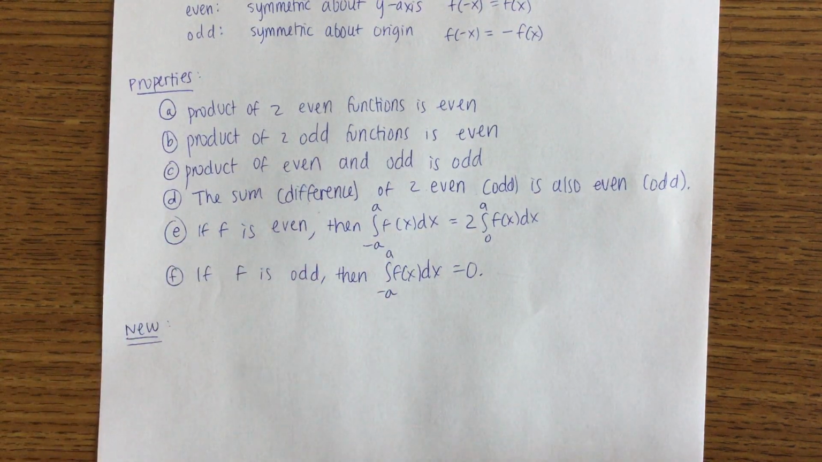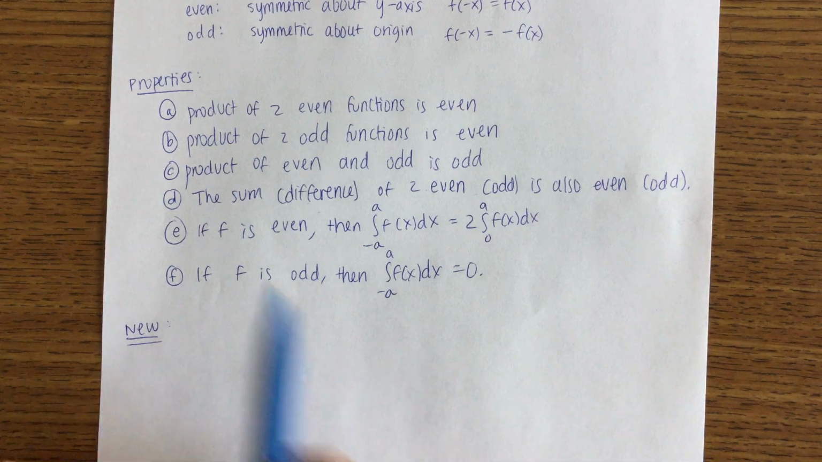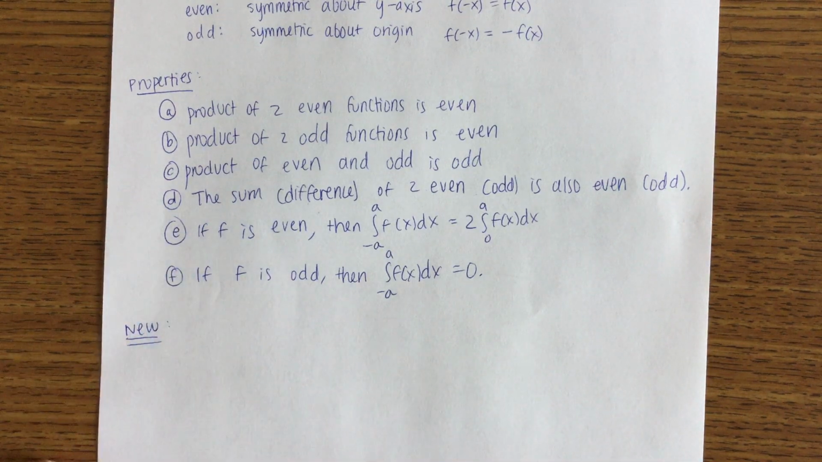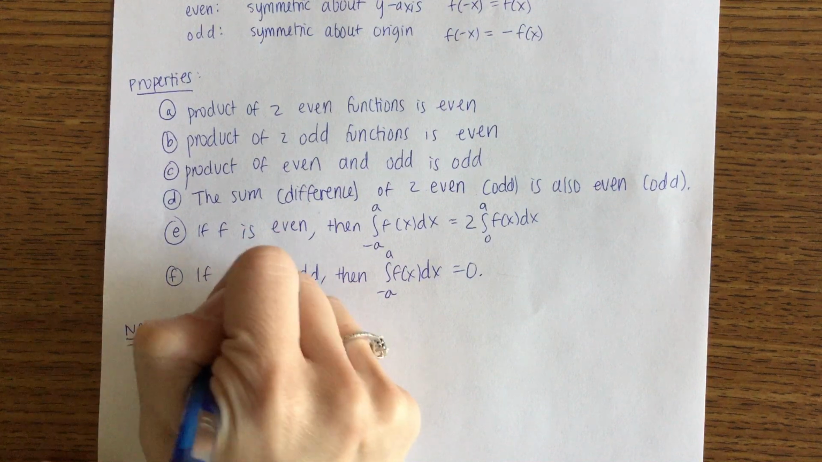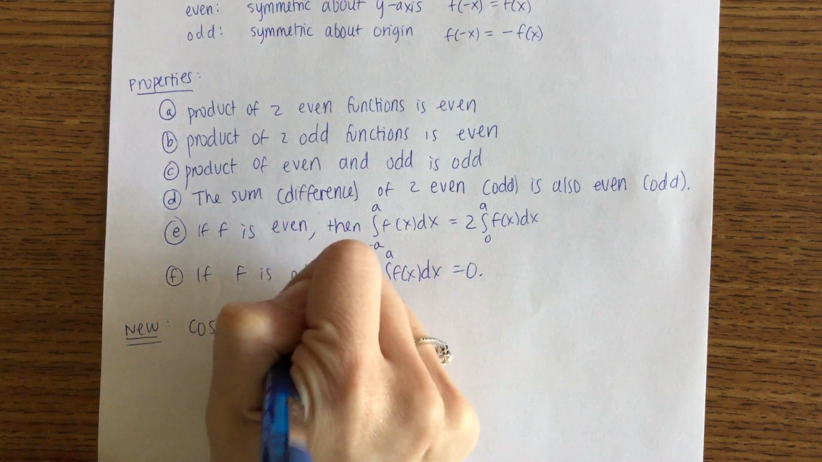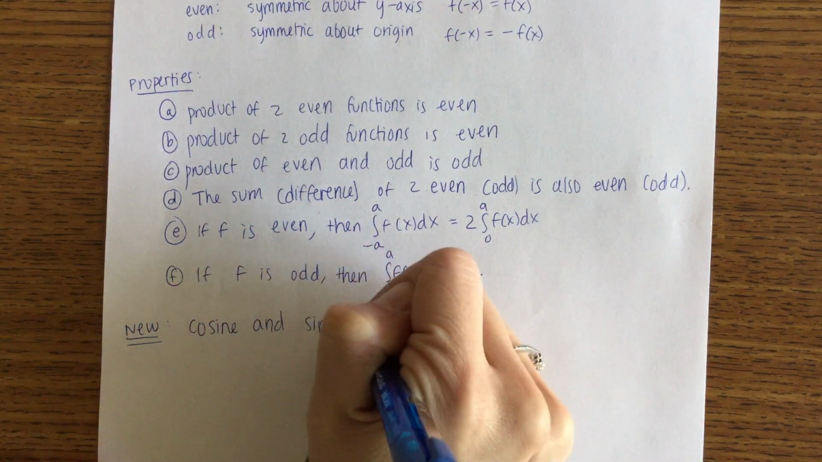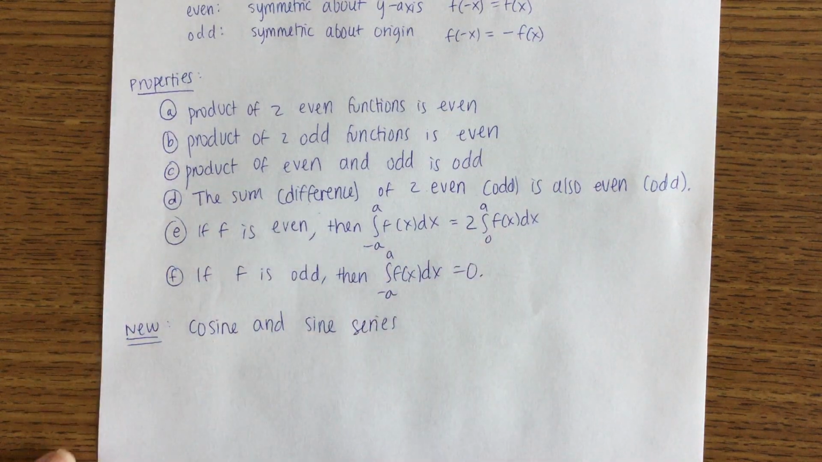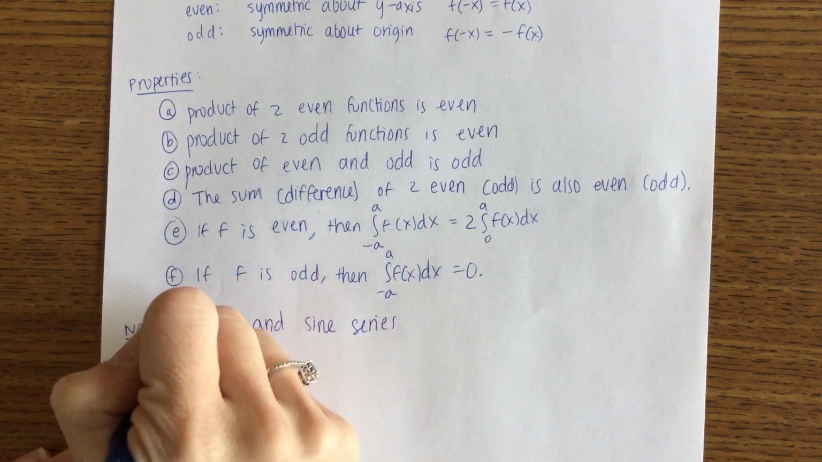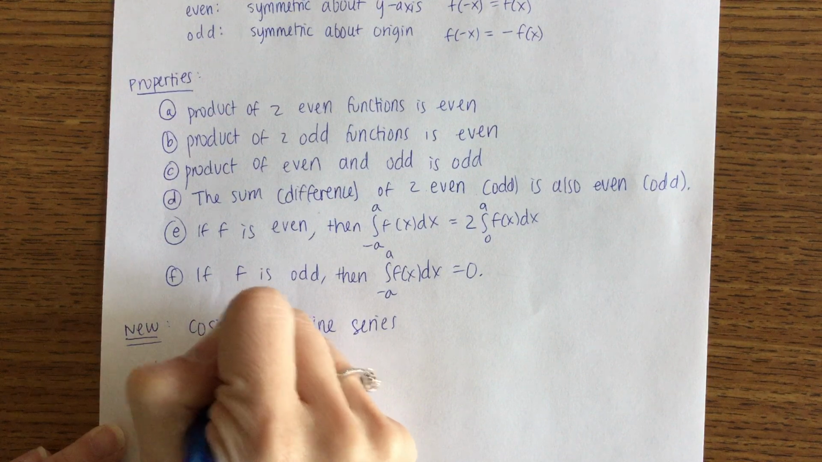Even and odd functions are going to help simplify Fourier a little bit if you have a function that is even or odd because of these properties above. So today what we're going to do is introduce cosine and sine series. So let's first consider the case where f is even.